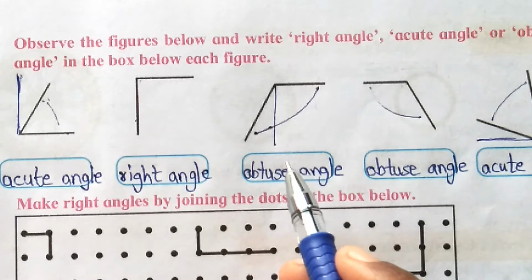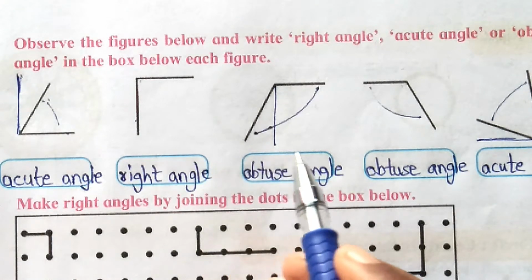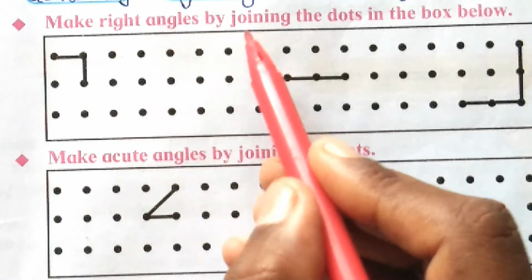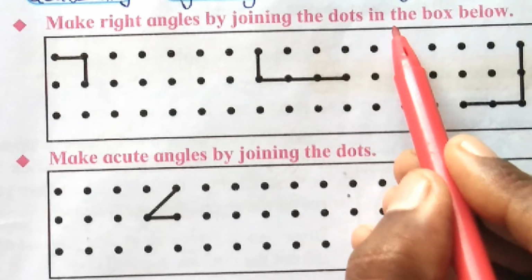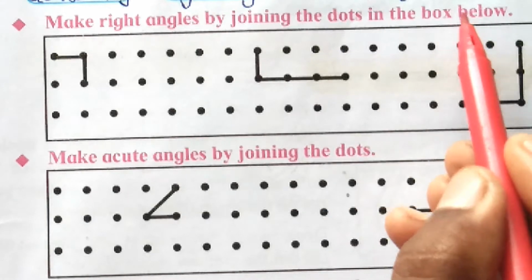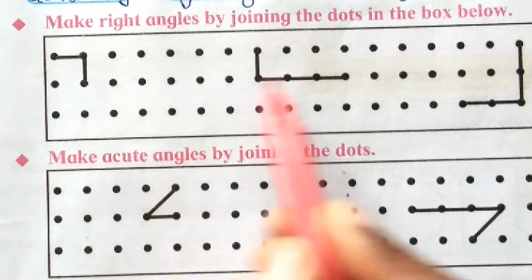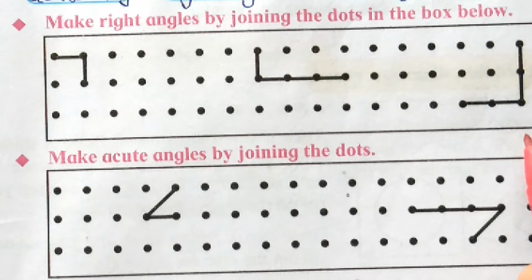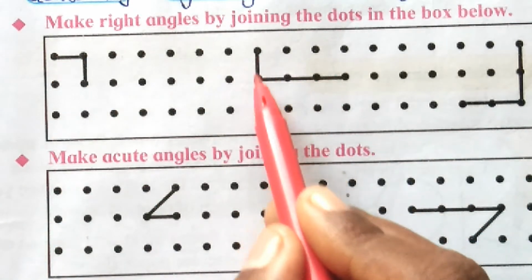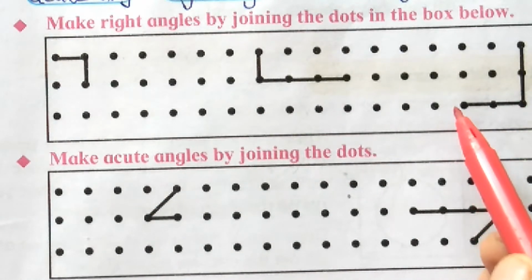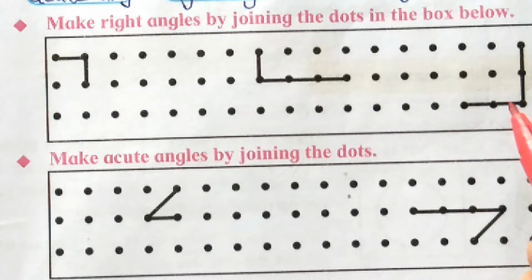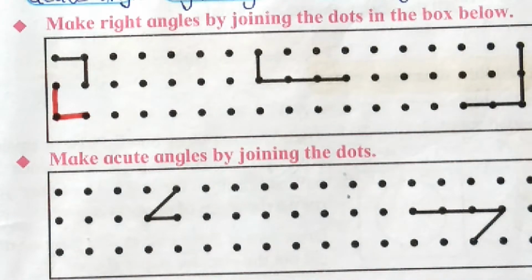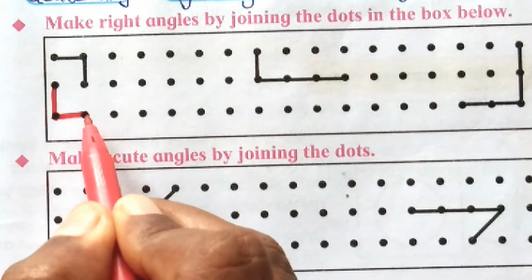Children, you have to also draw in notebook and practice it. Next is make right angles by joining the dots in the box below. Children, you see here, in this box dots are given and already 3 right angles are shown here. We join this dot. We can make this like this. This is also a right angle.